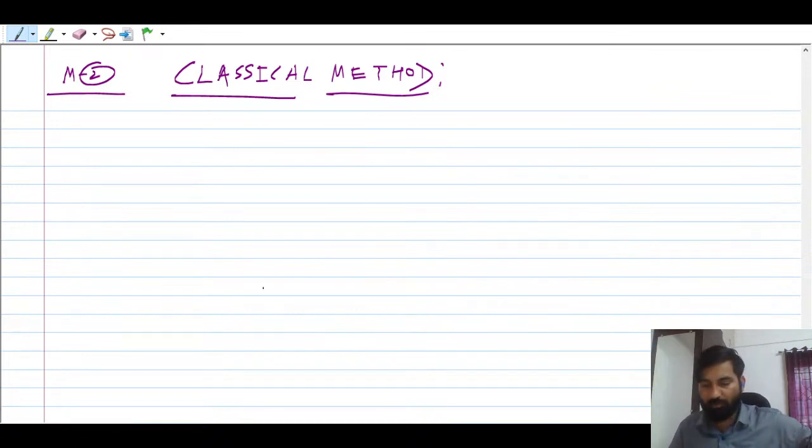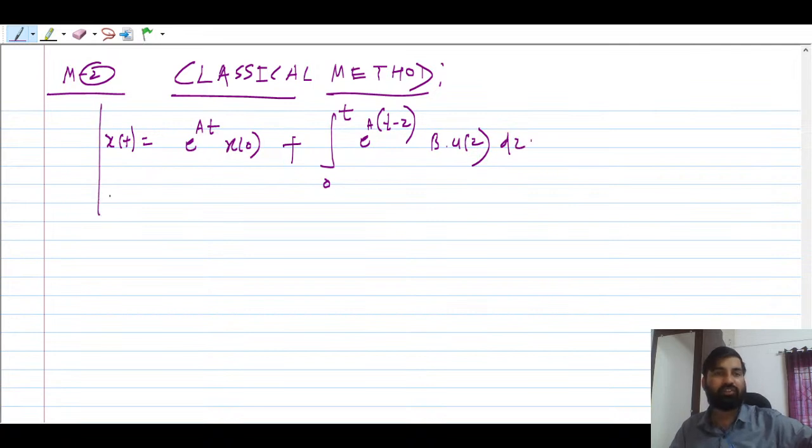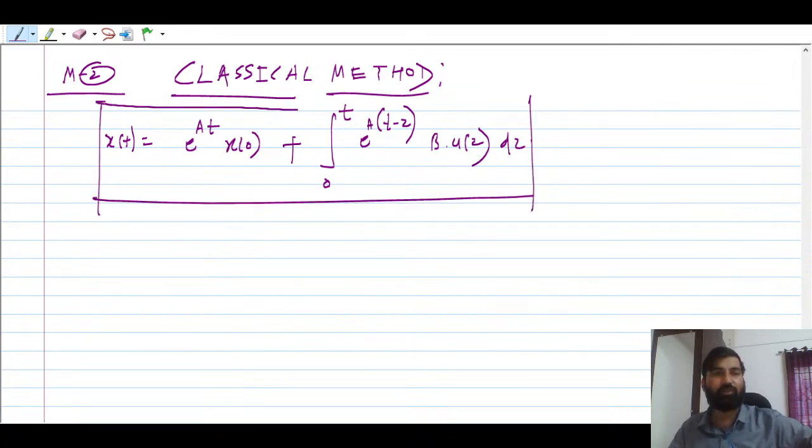I am not going to give you the proof here, I will tell you directly. So x of t is going to be written as e raised to power At times x of 0, plus the integral from 0 to t of e raised to power A times (t minus tau), B times u of tau, d tau. So this is the expression that you have to remember.